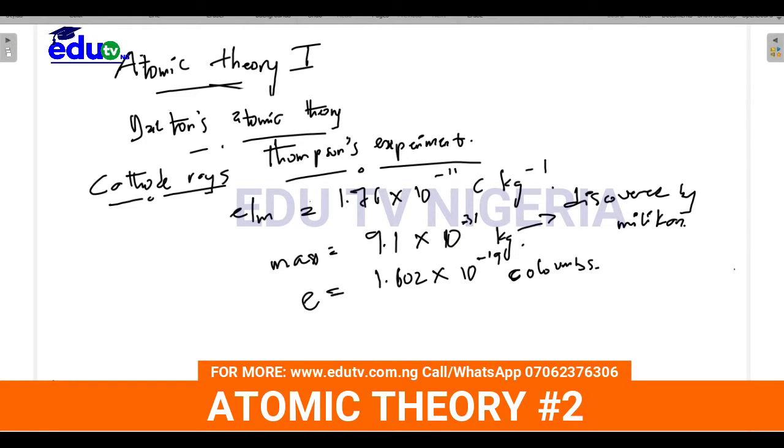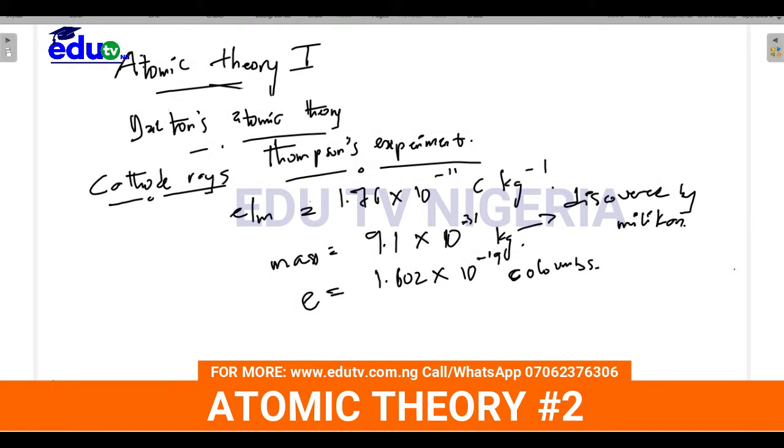Using the same methods as for the electron, they performed the same experiment on the positively charged particles, the protons. We discovered that these particles are much heavier than the electrons, and positively charged.